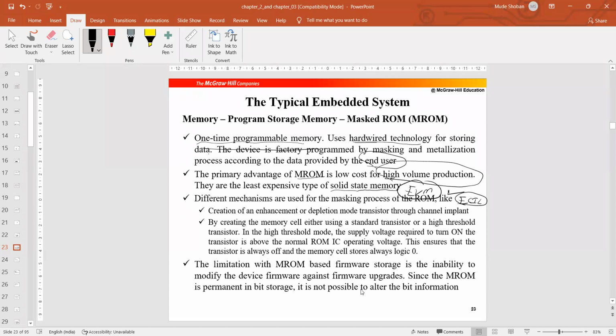The last point, the limitation with the MROM, masked read-only memory based firmware storage, is the inability to modify the device firmware, as against firmware upgrades. So this is the drawback. With masked read-only memory, once you have loaded the content and you want to upgrade the program, whichever it is, then you can't do that. So this is the drawback in the masked read-only memory.